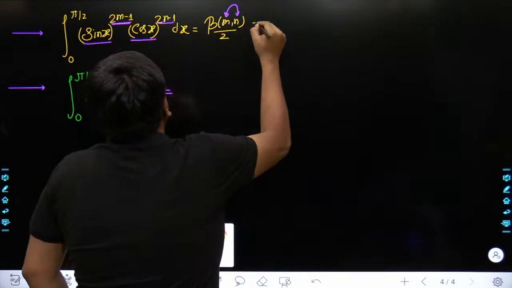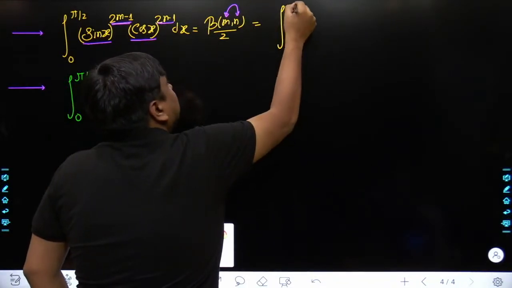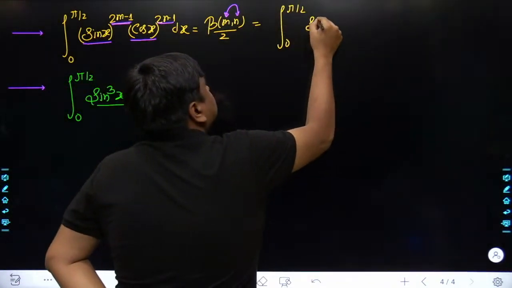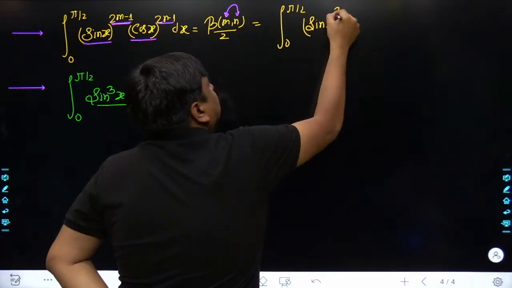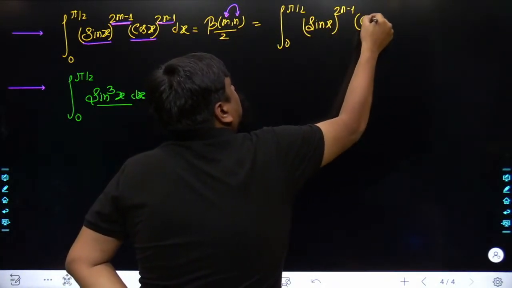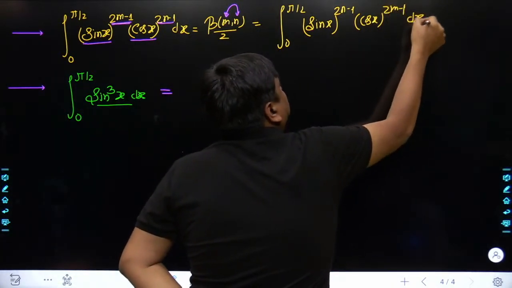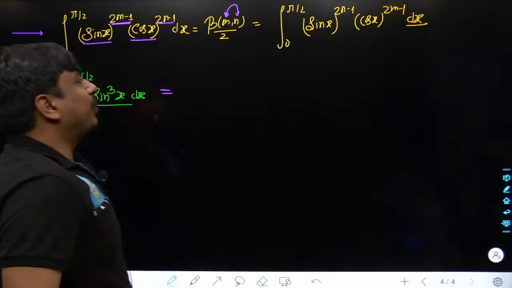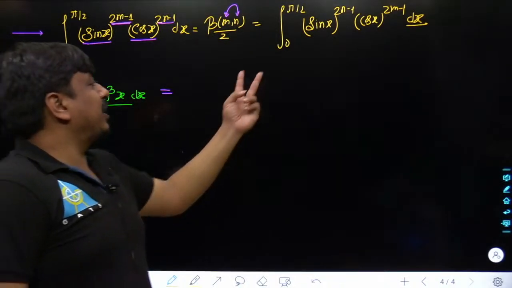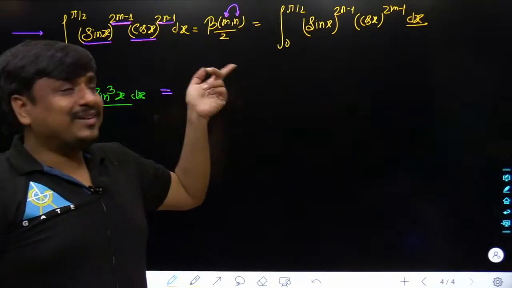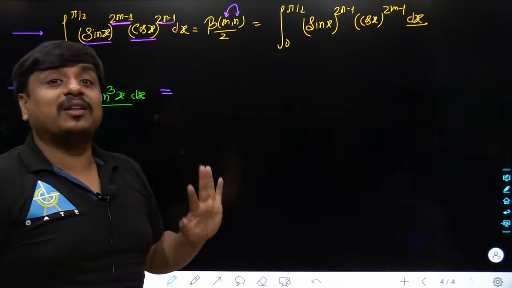So even this same expression could have been rewritten as sin x raised to the power of 2n minus 1, cos x raised to the power of 2m minus 1, and here goes dx. So you need not memorize whether the sine power was raised to 2n minus 1 or 2m minus 1.